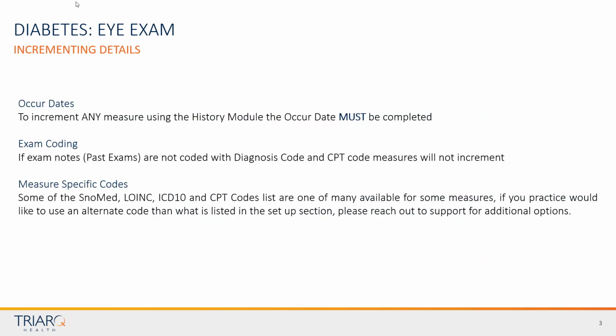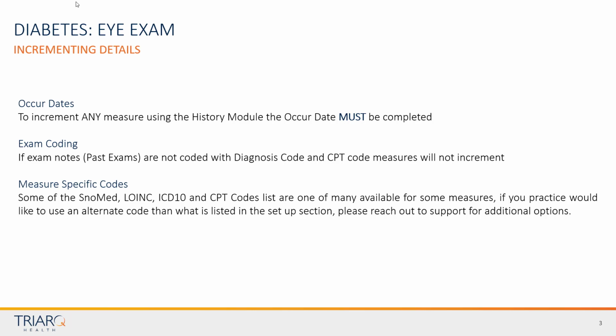We'd also like to remind you of key incrementing details for measures your location wants to increment on the quality dashboard, like this one. To increment any measure using the history module, the occur date must be completed. Additionally, if exam notes are not coded with the appropriate diagnosis code and corresponding CPT code, your patients will not increment. And lastly, some of the SNOMED, LOINC, ICD-10, and CPT codes that you see on your setup might vary from what you see here in this demonstration.